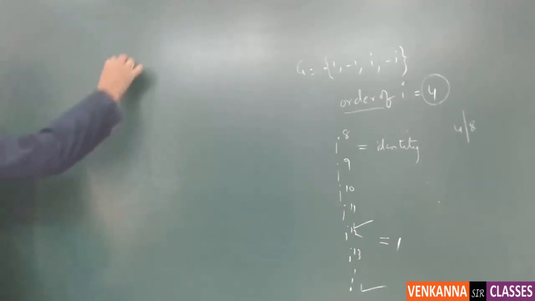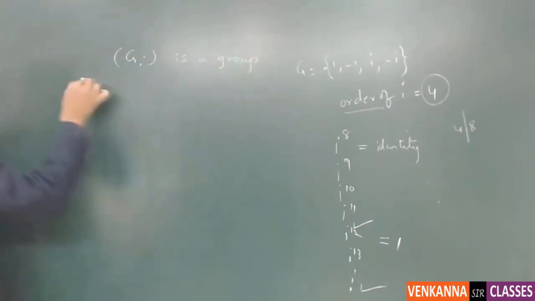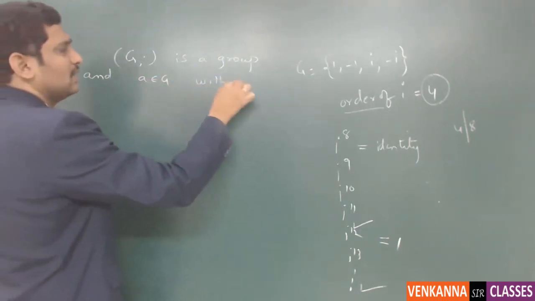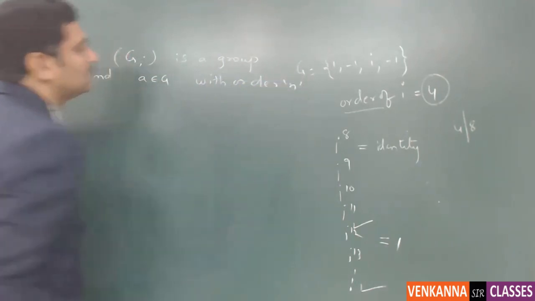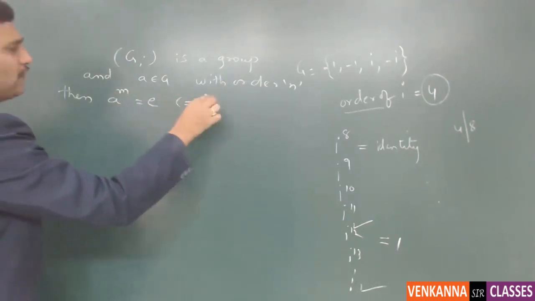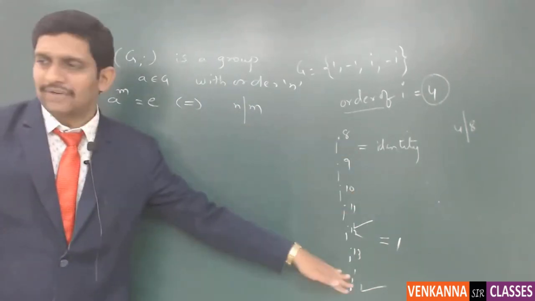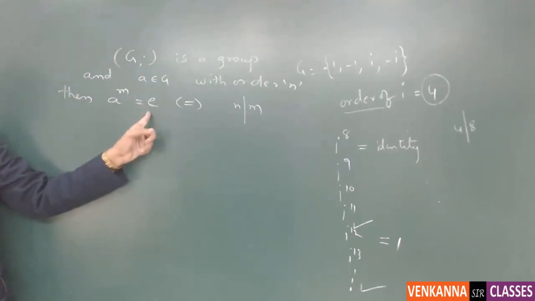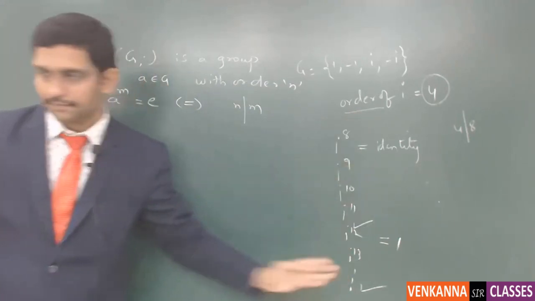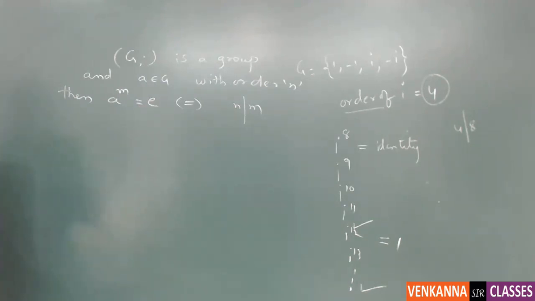How? If G, dot is a group and a is an element in G with order n, then a power m is equal to identity if and only if n divides m. So while raising the powers, if you get identity, then order must divide that power. This is the thing you got. So which we are going to prove theoretically. If you are ready, then we will prove it.